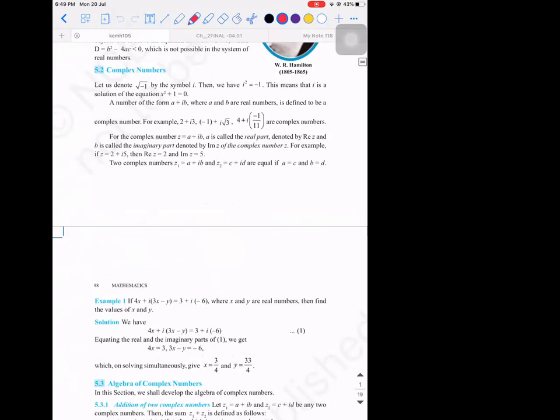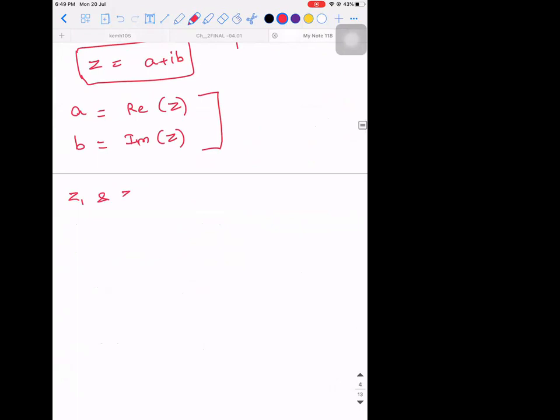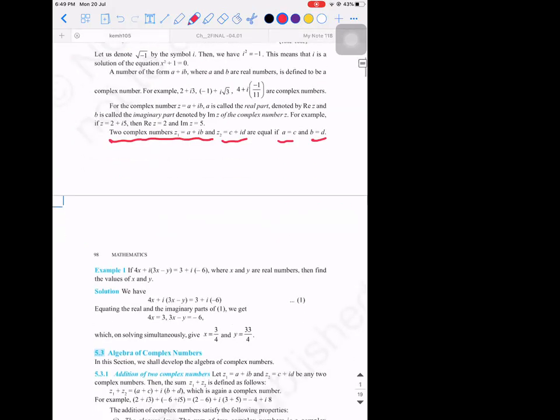Whenever you have two complex numbers in your hand, let's say Z1 and Z2, the two complex numbers are said to be equal, Z1 is equal to Z2, if and only if the real part of Z1 is equal to the real part of Z2 and the imaginary part of Z1 is equal to the imaginary part of Z2. This is the first basic concept to be kept here.